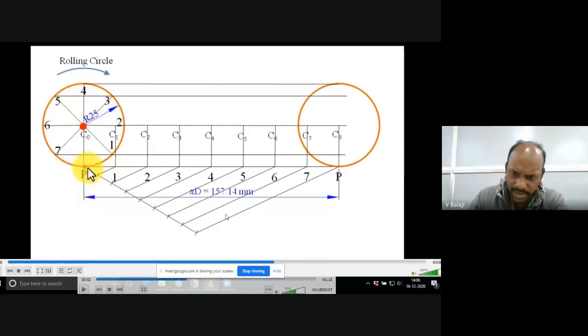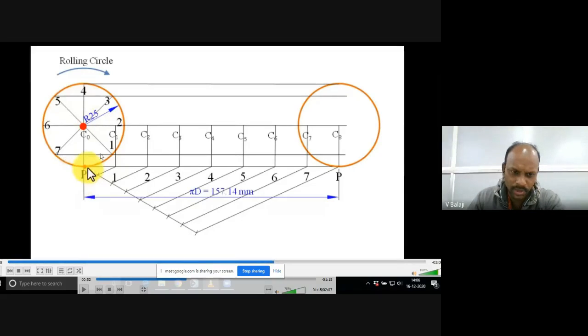I said already, you can even draw this if you are interested. Otherwise, neglect it. The only thing is, if the circle is initially here, finally it is coming here. Now you decide whether it is required or not.